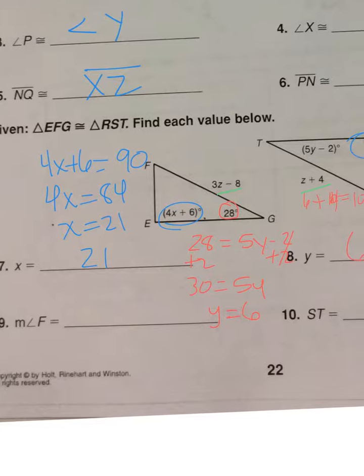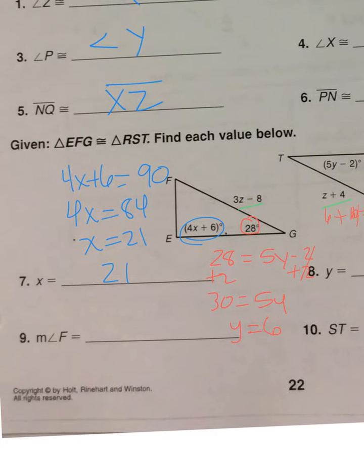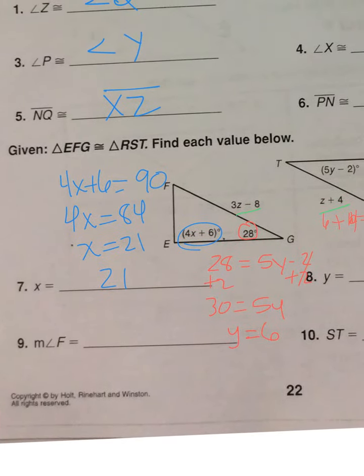The last thing is they want to find f. Well, f is tricky. F is right here. So you know that that's 28. You know that this is 90. So then to find f, you would do 180 minus 90 minus 28. Or if you knew that this was the right triangle, you could have avoided all of this and just done 90 minus 28. And you would have gotten 62 degrees. So that is that.